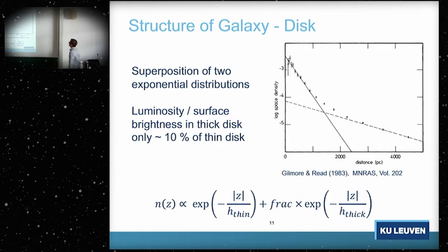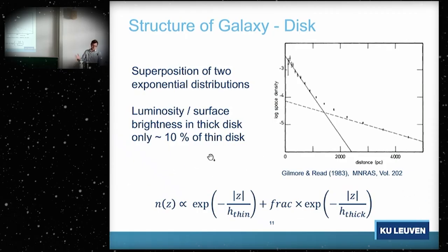Here you see one illustration of what I mean with this. You have basically two exponentials here. This is the star count versus the distance, vertically. You can see that here you follow one distribution, so this would be the thin disk, and this would be the thick disk. This is one of the classical papers in that realm. You have the superposition of the two exponential distributions to model this in this form here.